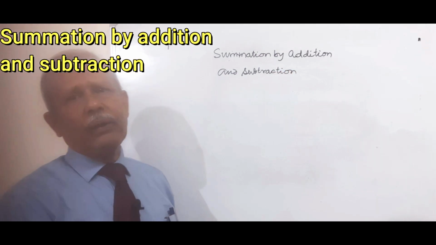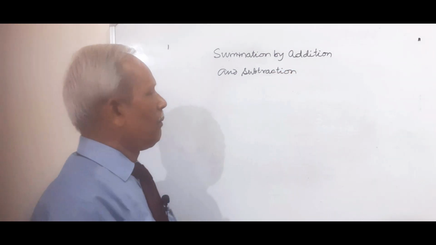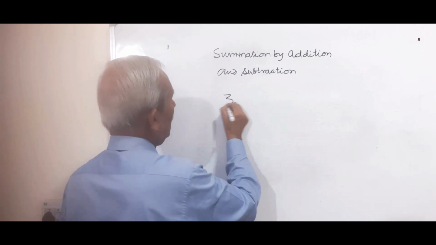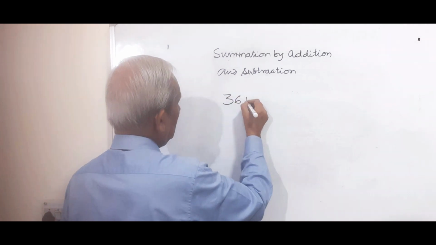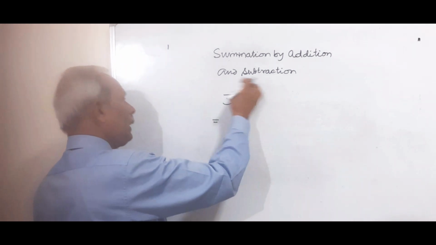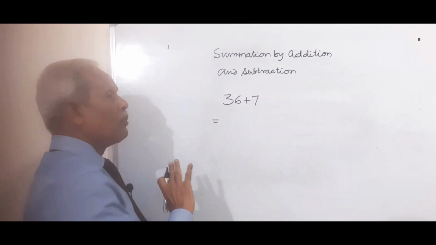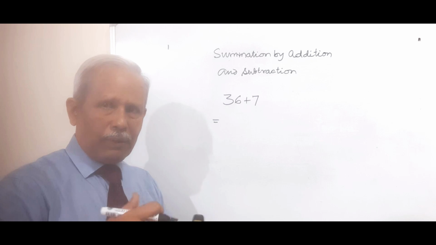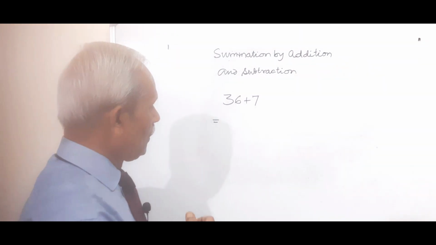Let us see what this kind of thing is. Say for example, we have to add 36 with 7. We can straight away make the addition here, but I am showing you a different process by which you can also attempt the questions.